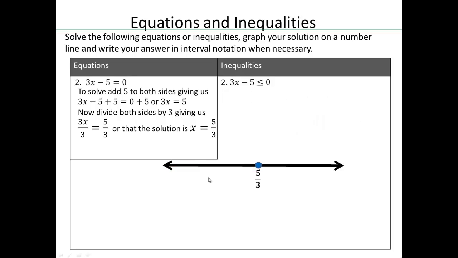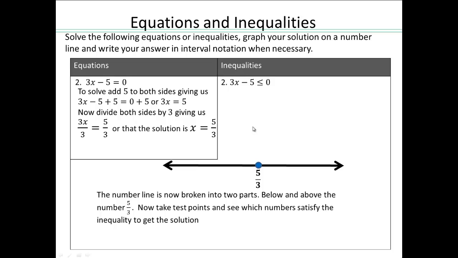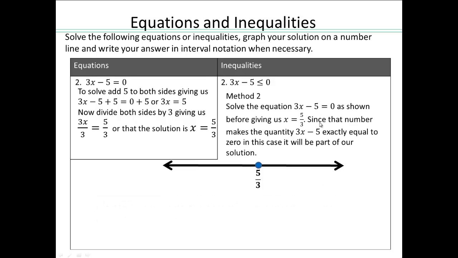Well, let's review our second method that you just learned. You take the number line now, and it's broken into below 5/3 and above 5/3, and you do test points. So you take the equality, solve it, and you get 5/3 as the solution. In this particular case, equal to 0 is allowed, and so therefore 5/3 is a solution.